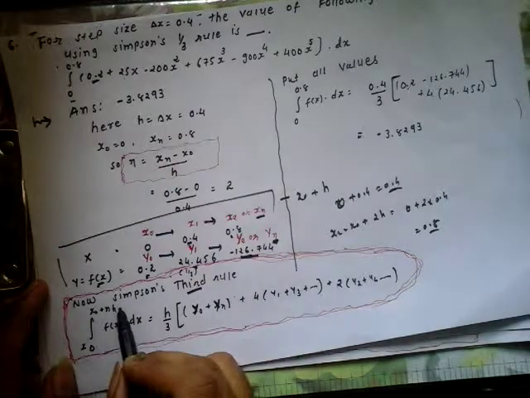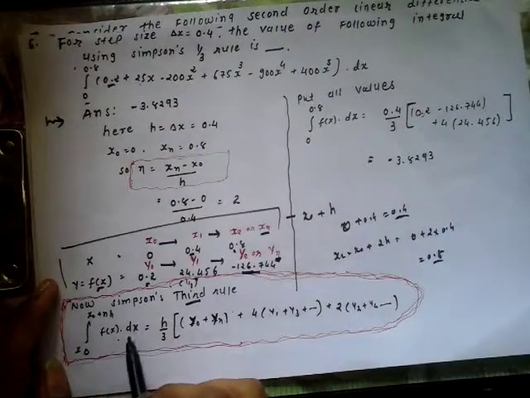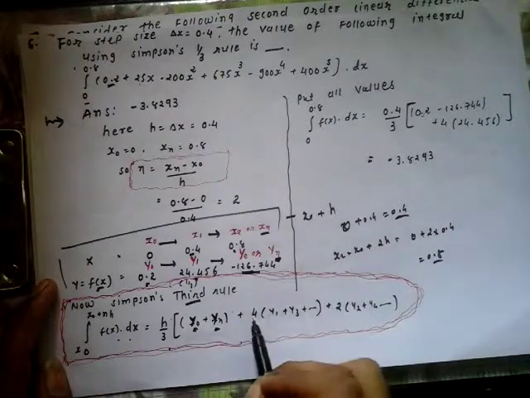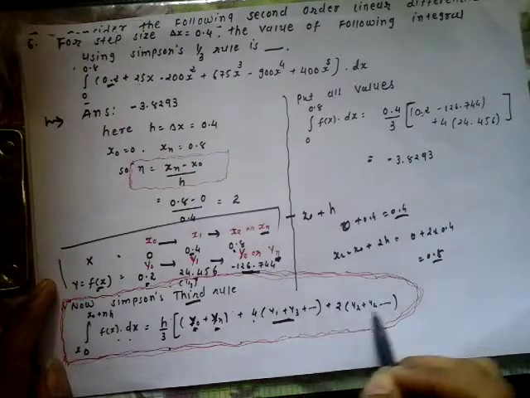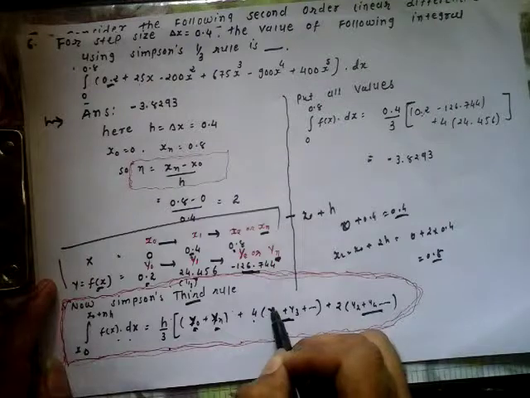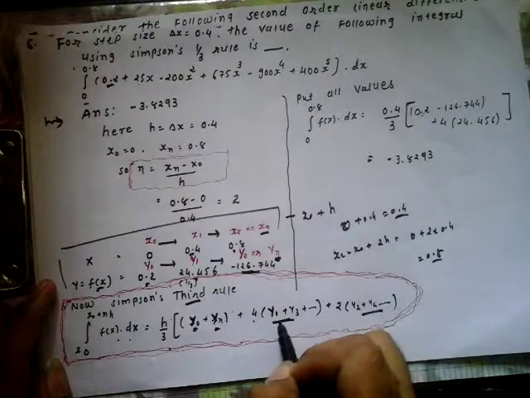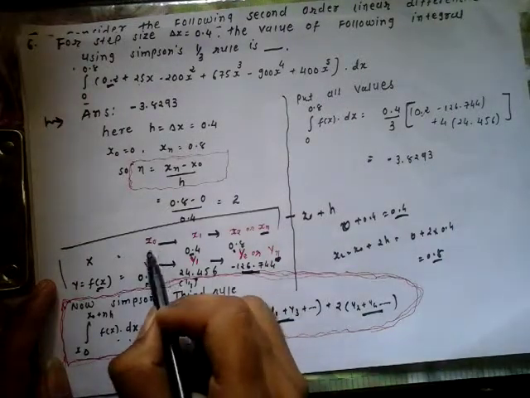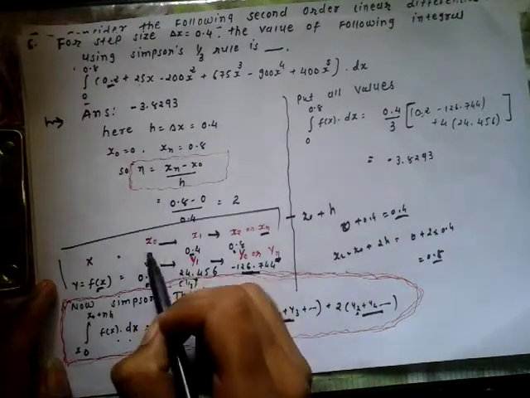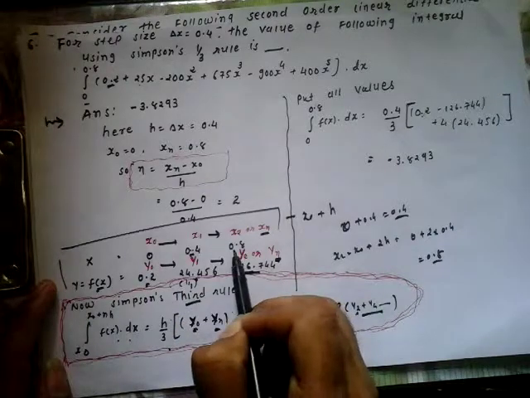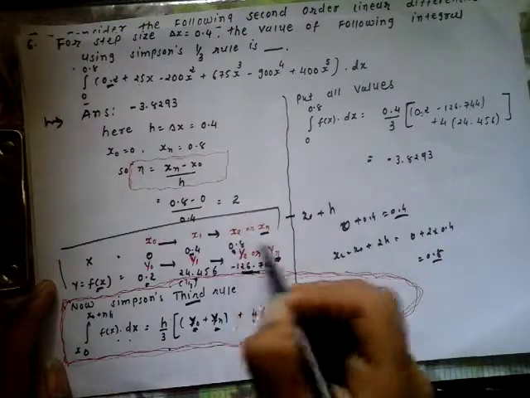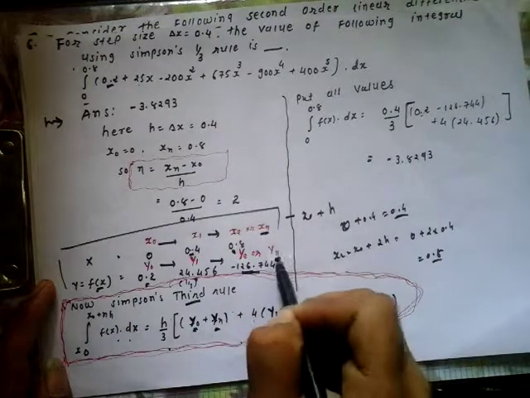The integral from x0 to x0 plus nh of f of x dx is equal to h by 3 times the first term plus the last term plus 4 times the even terms plus 2 times the odd terms. Have you heard? I said 4 times the even terms: y1 is even because y1 is the first and second term, so even, and y2 is odd because first, second and third is odd. But here we do not consider y2, we have to consider yn.